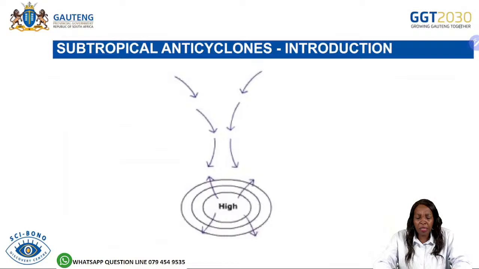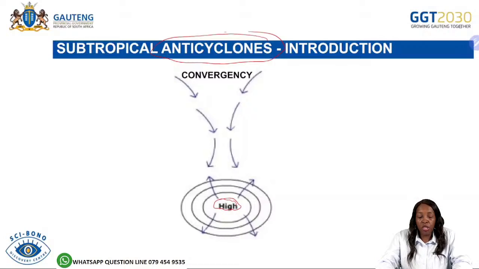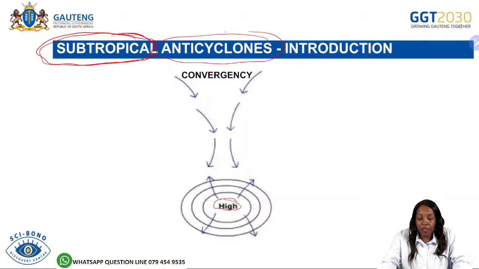So now we're going to look at these subtropical anticyclones. The name itself, anticyclone, suggests that these are high pressures, so you need to take note of that. And then you also need to take note of subtropical. The name itself suggests where we find these anticyclones: within the subtropical regions or latitudes.